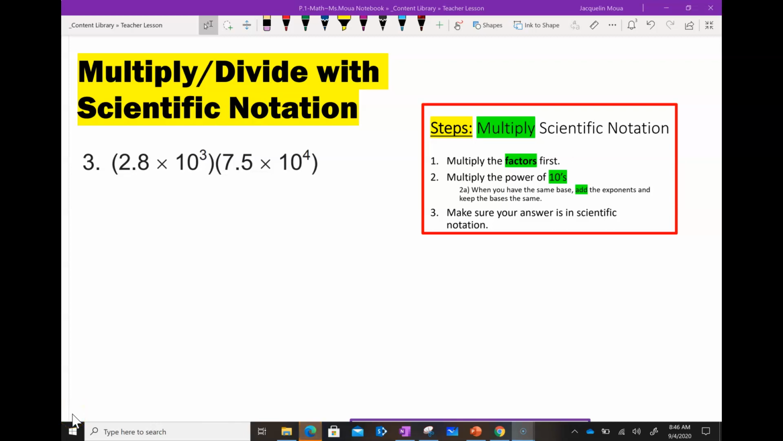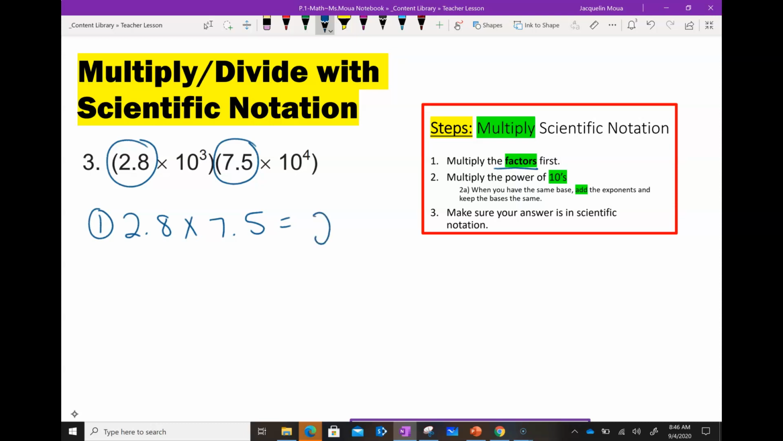Now we are going to multiply scientific notation numbers, and we have two scientific notation numbers here. Our first step is to multiply the first factor, which is 2.8 times 7.5. So 2.8 times 7.5 would equal 21.